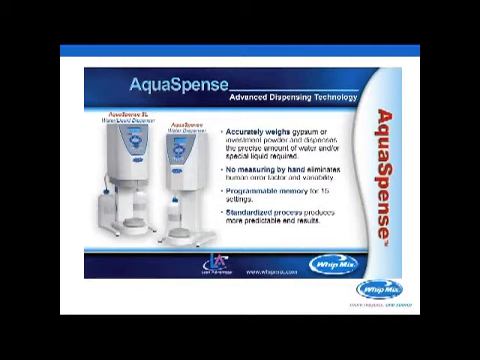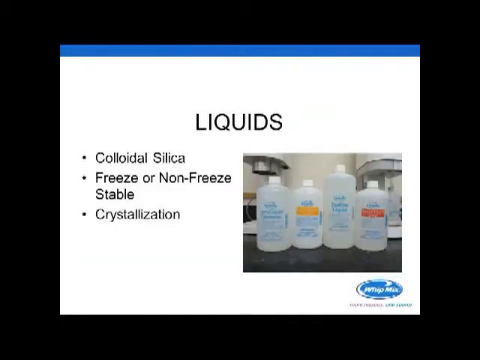This makes you very accurate and very consistent, which is important in your investing procedures. Now, liquids are colloidal silica. No matter whose company you buy phosphate investments from, the liquid that you receive is colloidal silica. Now, there are variations in the concentration of the colloidal silica that comes in the bottle.